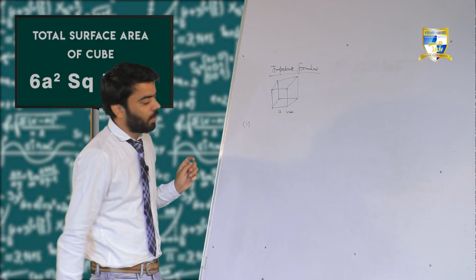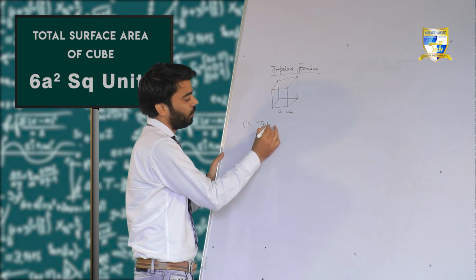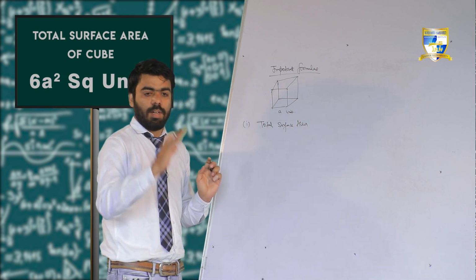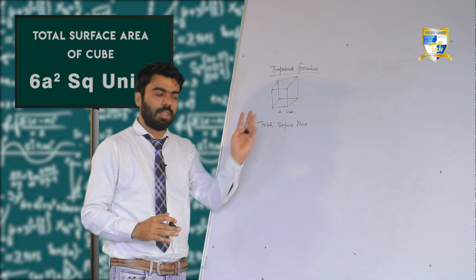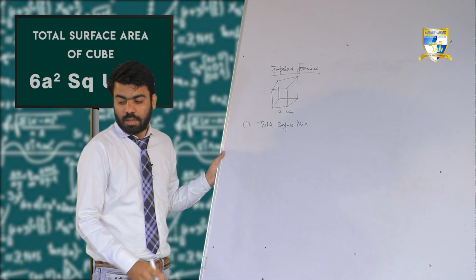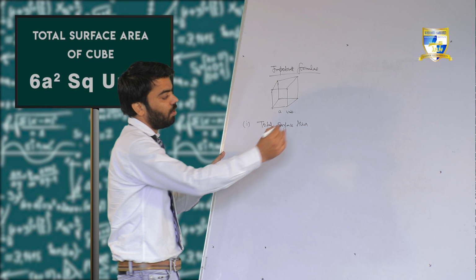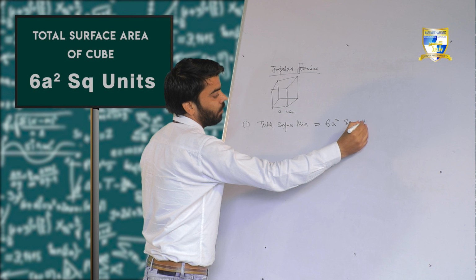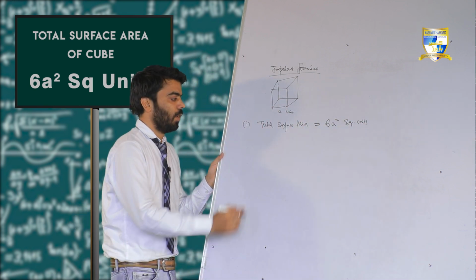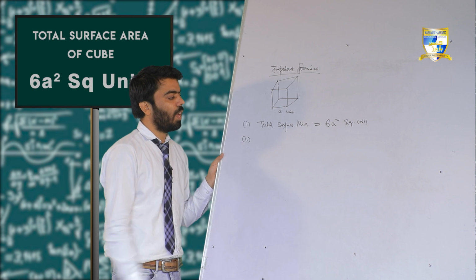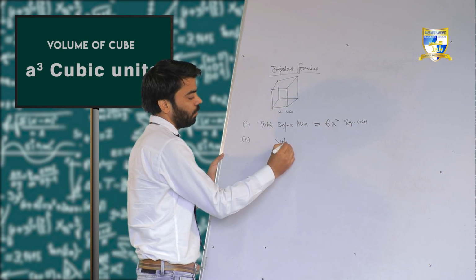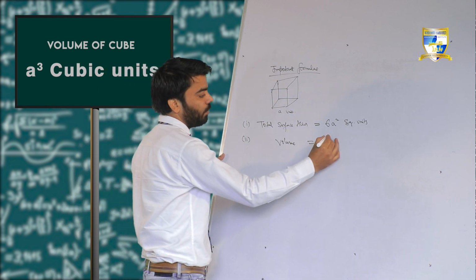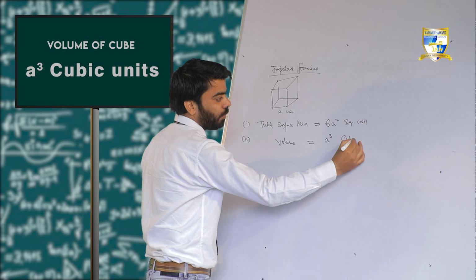First, we will discuss the total surface area. That is simple. It's one side area, second side area, and third side, and then fourth, fifth, and sixth. Total surface area is equal to 6A square units, because there are 6 sides in it. Second, we have its volume. Volume will definitely be equivalent to A cubic units.